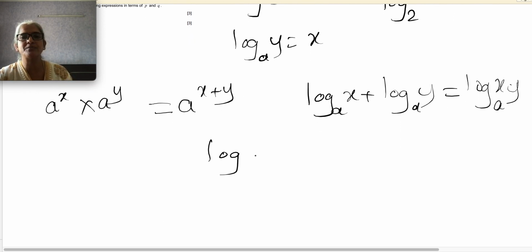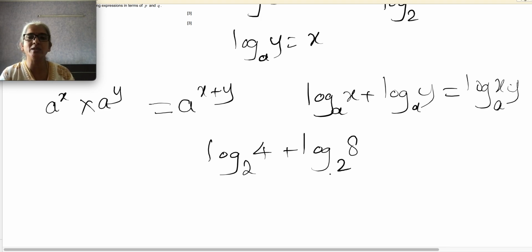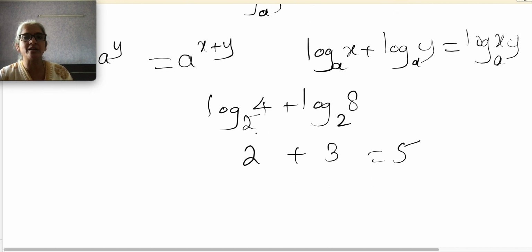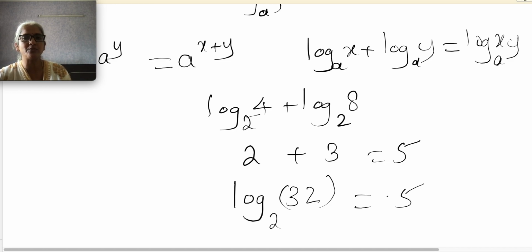So log of 4 to the base 2 plus log of 8 to the base 2. We know log of 4 to the base 2 is 2 because 2 raised to 2 is 4. Log of 8 to the base 2 is 3 because 2 raised to 3 is 8, and therefore the answer is 5. Correct? Now according to the rule, addition becomes multiplication. So this should be equivalent to saying log of 32, 4 times 8, to the base 2. And 2 raised to what is 32? It is 5. So right hand side and left hand side are the same.